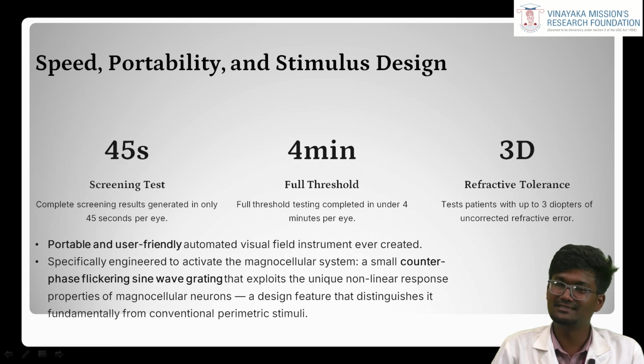And the screening test is just 45 seconds. It takes much less time than confrontation. A complete screening test is generated within 40 seconds for an eye, and for both eyes it is checked within 90 seconds, which is 1.5 minutes.